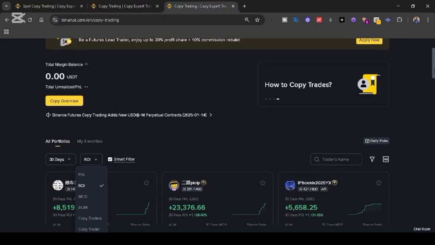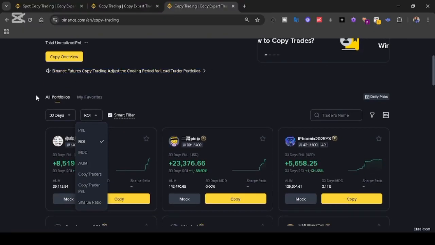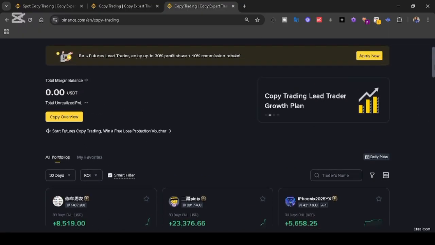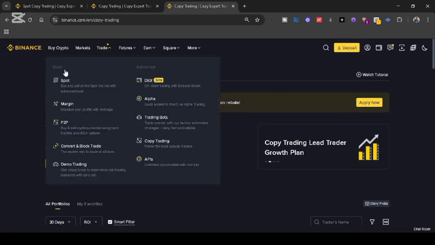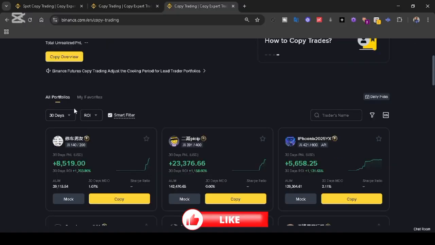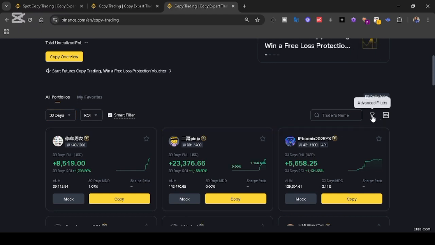When you scroll down, you will see different portfolios. These portfolios are the people that initiate the trades that you could probably copy. The first thing you're going to see here is that you can either copy a futures trade or a spot trade, but we'll be focusing on futures. What we're going to do right now is filter all these traders to see the best profitable traders and then follow their leads. For you to filter out these traders, simply head over to this filter section.